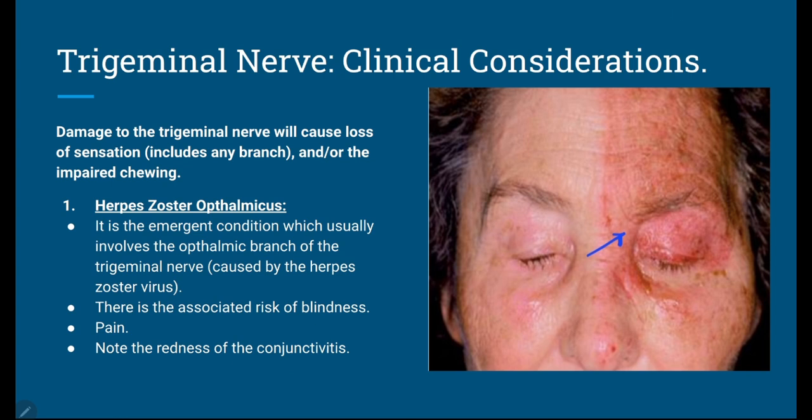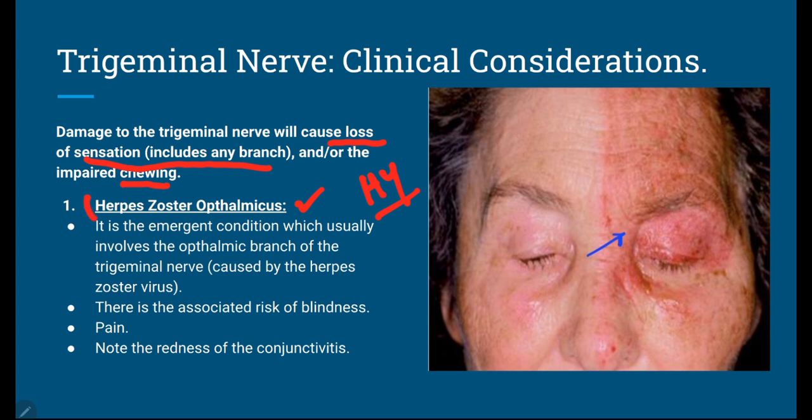Now we're going to look at some clinical considerations, some clinical relevance of the trigeminal nerve. Depending on where the damage is occurring, the trigeminal nerve will cause loss of sensation that includes any branch, or it will cause impaired chewing. The very first one, and this is the high yield point of this nerve, the clinical consideration, the very first one is the herpes zoster ophthalmicus.